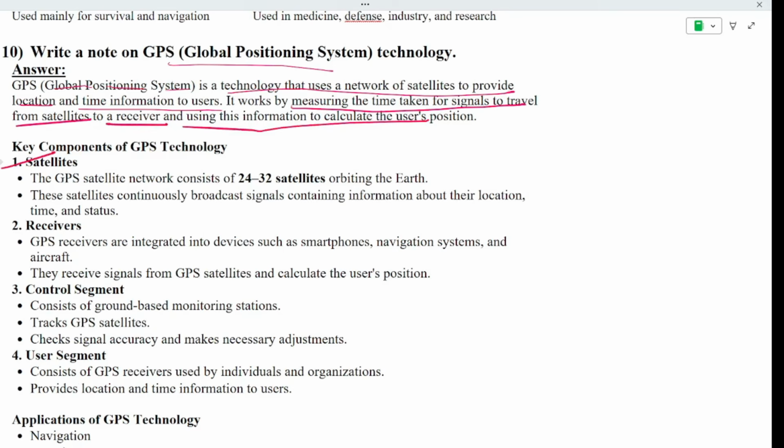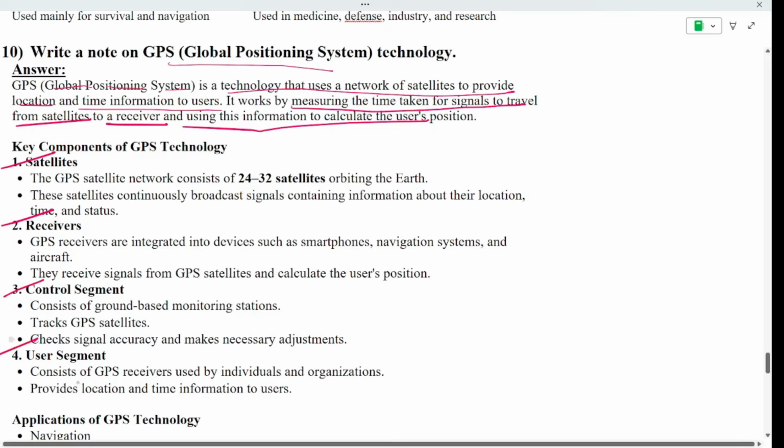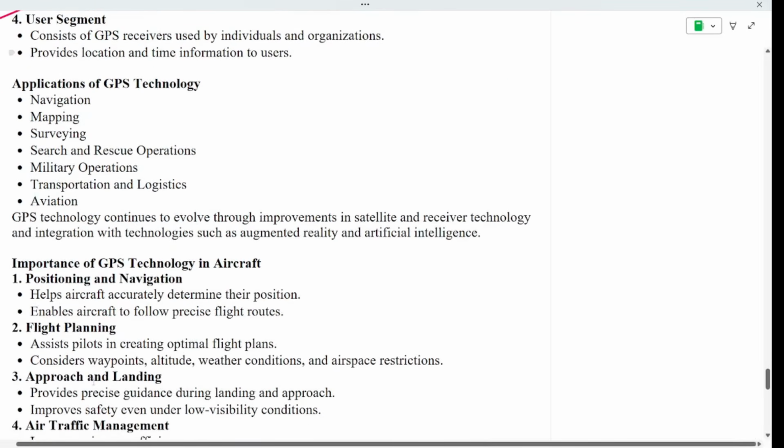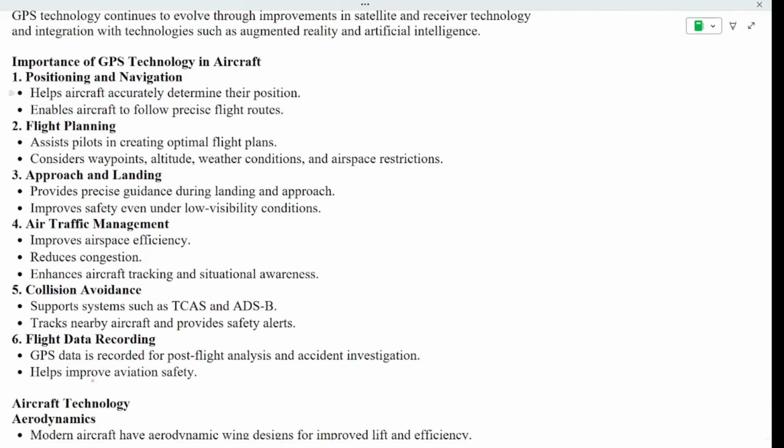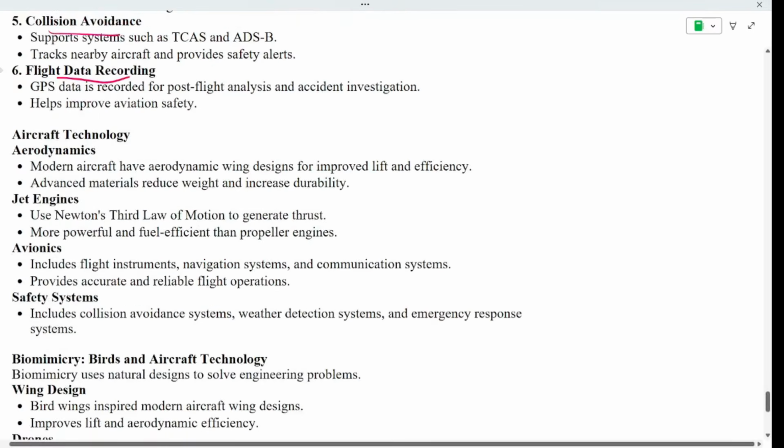Key components are satellites, receivers, the control segment and the user segment. Applications are mapping, navigation, surveying, search and rescue operations, military operations, transportation and aviation. Importance is positioning and navigation, flight planning, approach and landing, air traffic management, collision avoidance, flight data recording and all, they use this.